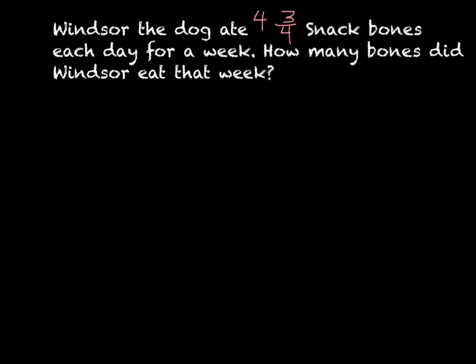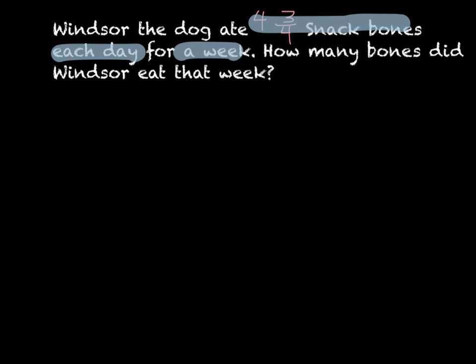Windsor the dog ate 4 3/4 snack bones each day for a week. How many bones did Windsor eat that week? So if we know that Windsor ate 4 and 3/4 snack bones each day for a week, how many bones did he eat that week? We first have to realize that it's telling us it is 1 week, so we need to change that to how many days are in a week. So we need to take 7 days times 4 and 3/4 bones each day.